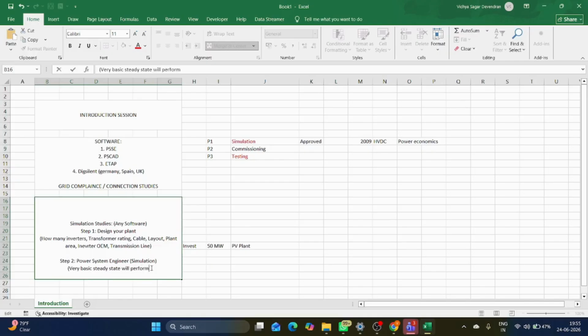I'll perform the steady state analysis, and based on that, if everything is okay, we will proceed as per their requirement. Once it is done, I will confirm that, and then they will do that.